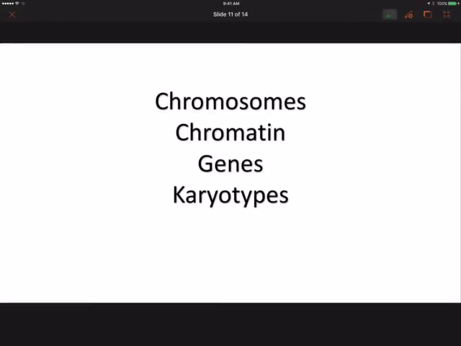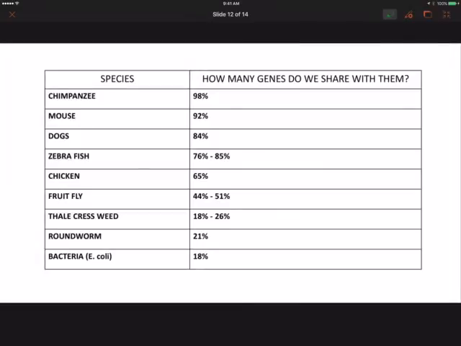Next video we're going to talk about chromosomes, chromatin, some genes, and karyotypes if you want to get a head start. But I want to leave you with this slide because I thought it's pretty interesting, and this is the percentage of genes that we share with other organisms. So according to this chart, 98% of our genes are the same as a chimpanzee's genes, and 92% of ours are the same as a mouse.